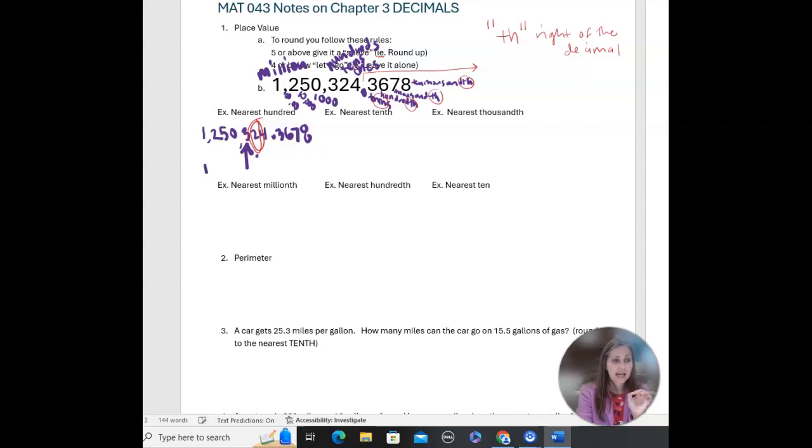Now watch this. Everything before the 3 stays exactly the same, but everything after the 3 becomes a 0 when you round. So this is how you would properly round that number to the nearest 100. Okay, let's do the next one, the 10th. Okay, let me write the problem again.